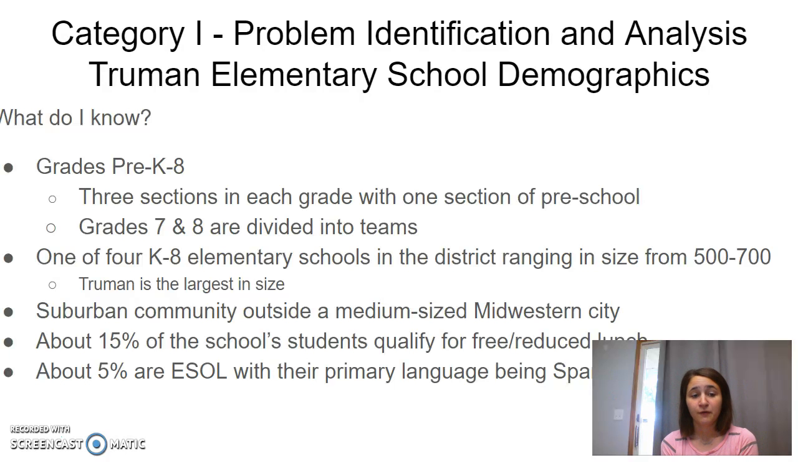Truman is one of 4 K through 8 elementary schools in the district, ranging in size from 500 students to 700 students, and Truman is the largest in size, so we house 700 students. Truman Elementary School is located in a suburban community outside of a medium-sized Midwestern city. About 15% of the school's students qualify for free and reduced lunches, and about 5% of our students are ESOL, with their primary language being Spanish.